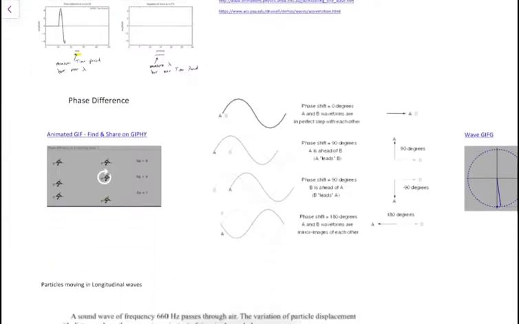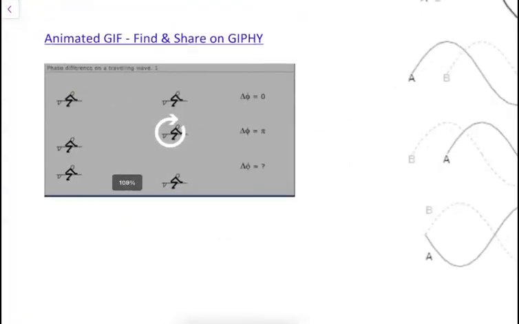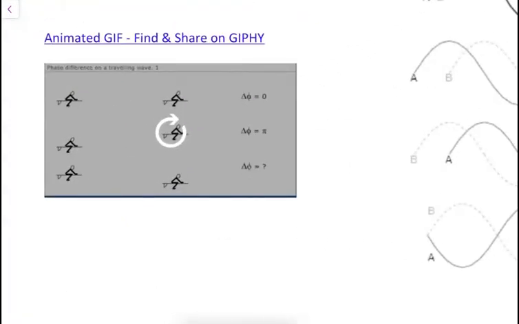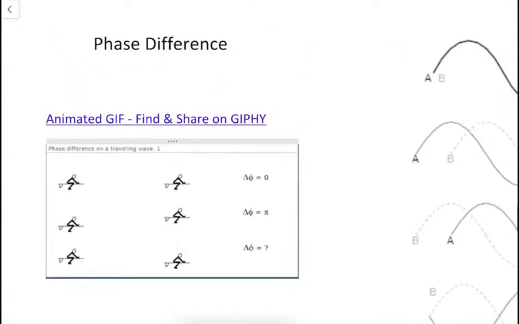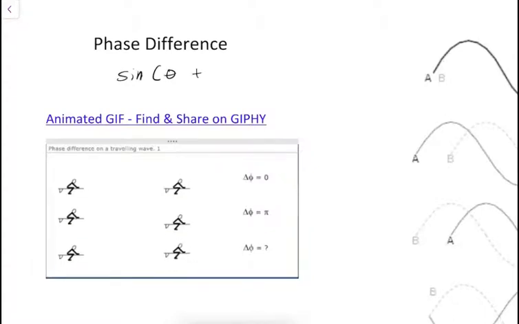Okay, the last piece of information that I'm going to talk to you about is phase difference, and that is just how far off the wave is from another wave. A lot of times, if you have done this in math, you have seen this already, because you have sine of theta plus something, and this is a horizontal translation of the graph. How far to move it?